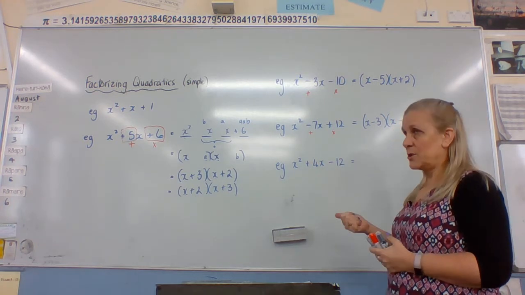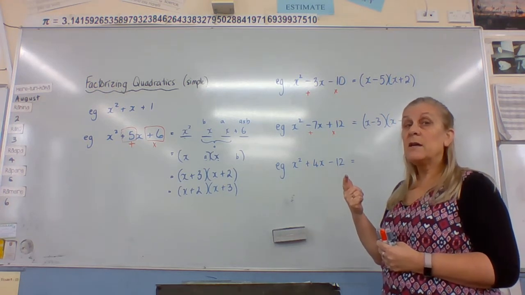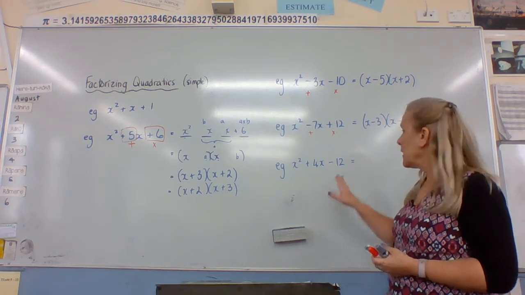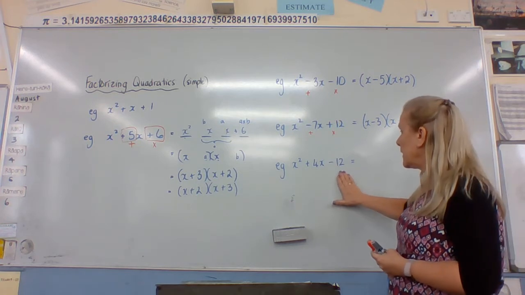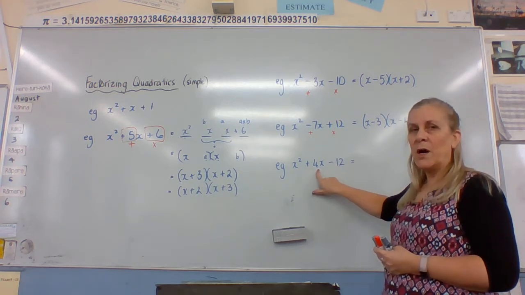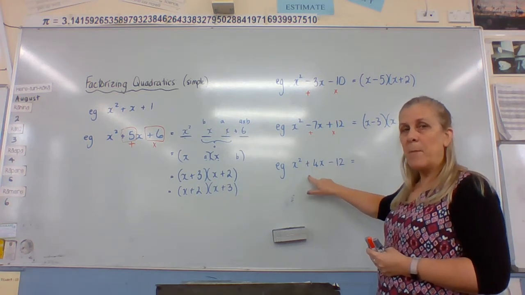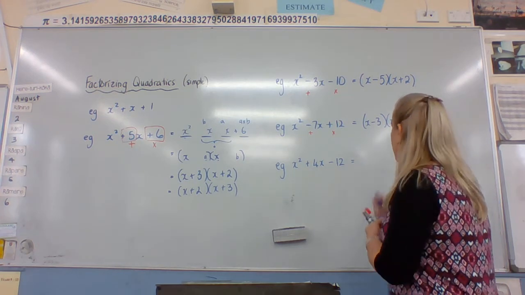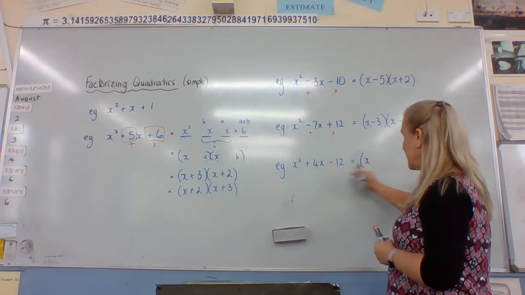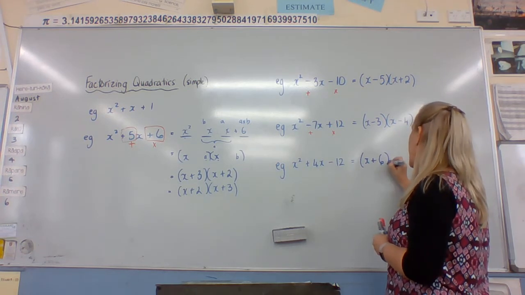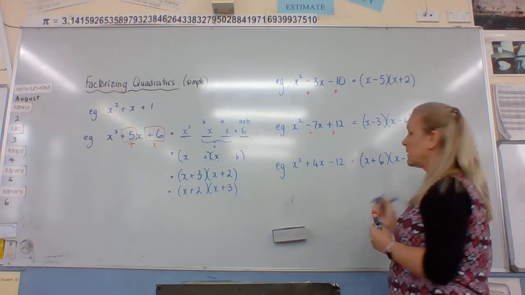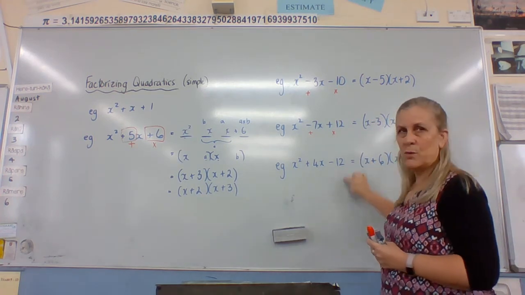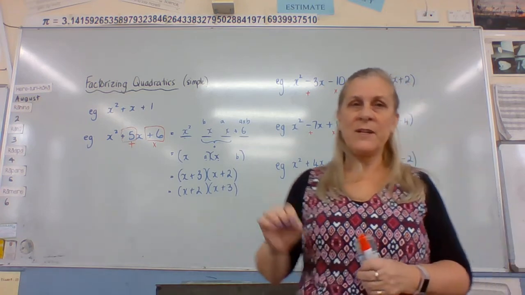So 1 and 12, 2 and 6. I can get 4 out of 2 and 6, 3 and 4. Can't do that one. Okay, so 2 and 6. How do I get it? I need it to be positive 4. So it's going to be positive 6 minus 2. That gives us negative 12. Positive 6 and minus 2. All right, your turn to practice. Remember, there are lots of things that multiply. Check it very carefully. Don't presume.